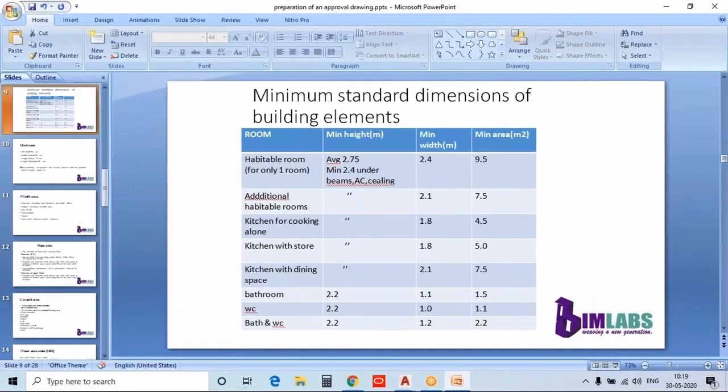And if you are planning to make a kitchen for cooking alone, then the height requirement is the same, the width is 1.8 meter, and the area should be 4.5 meter square. And for a kitchen with a stove, the minimum width is the same 1.8 meter, but you have to increase the area up to 5 meter square.